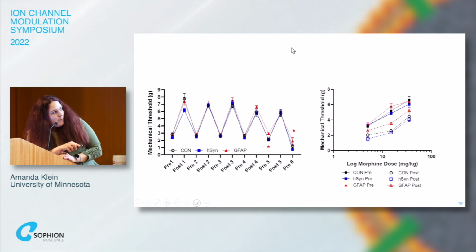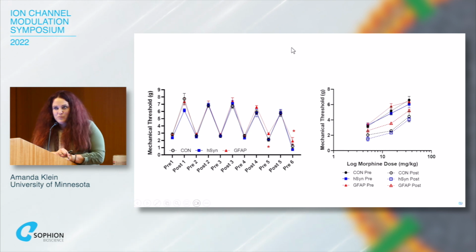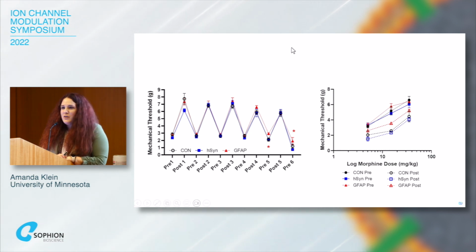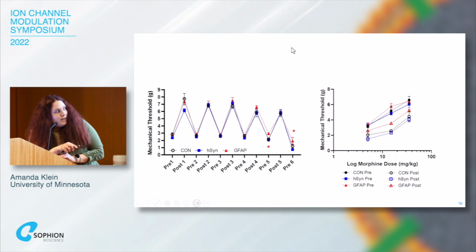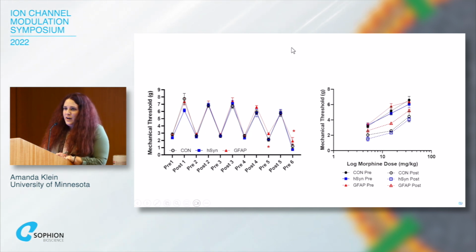The tolerance experiments and the dose response that we did after tolerance was kind of similar. So in the GFAP animals this curve does shoot to the right after morphine tolerance, but nowhere near as extreme as with the previous neuropathic pain model. So I agree that there is some tolerance going on here. It's not as extreme as the other groups of animals, but it was still there.